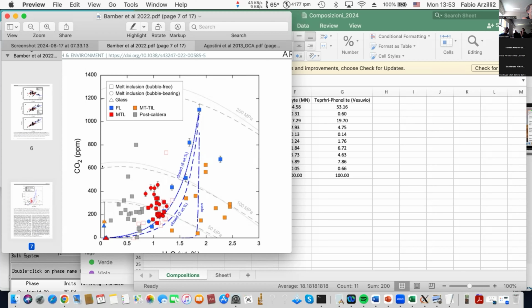And when you have a pathway like this, can you use the pressures to constrain something like ascent rates of the magma? The ascent, yes, in theory, yes. If you have a nice trend like that, you can say something about it.